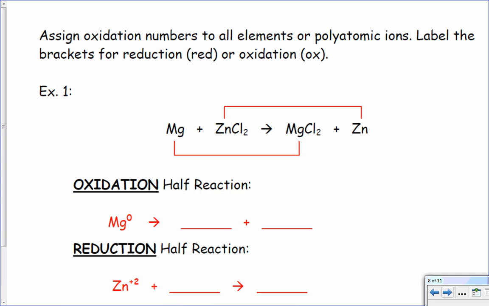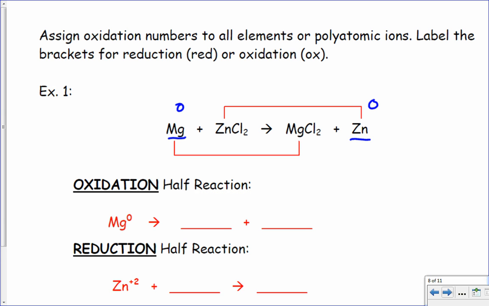Okay, so oxidation numbers to all elements or polyatomic ions, label the brackets for reduction, RED, and oxidation, OX, or RNO is fine with me. So let's start in with the numbers right off the bat. Mg is by itself, it's got to be 0.